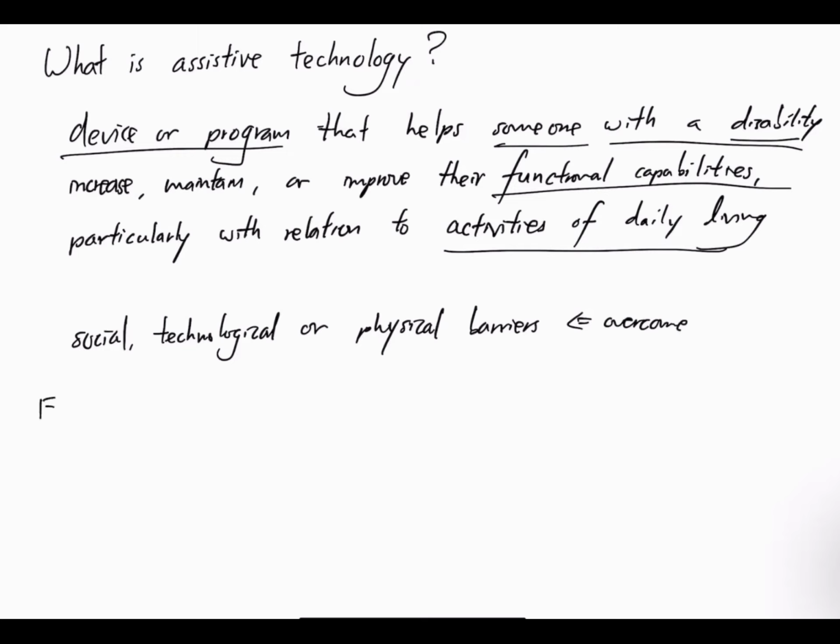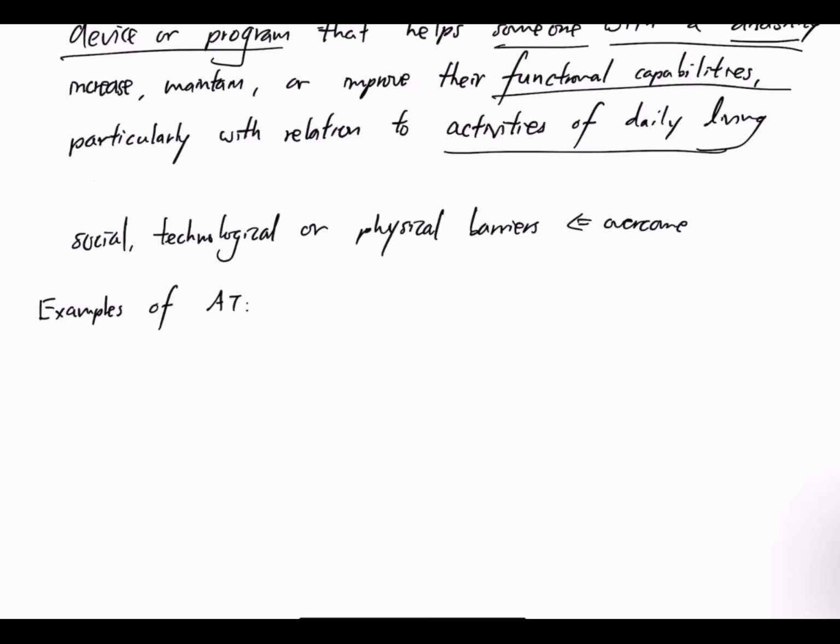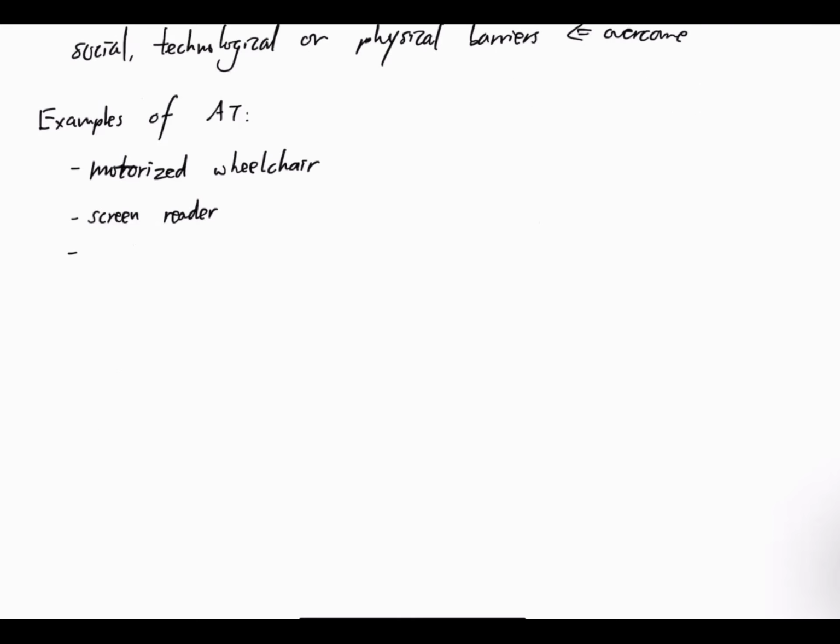Let's talk about examples of assistive technology. You're also going to see AT a lot. Examples of assistive technology. We might consider something like a motorized wheelchair is considered a type of assistive technology. You might see somebody on a motorized wheelchair getting around in public. You might also consider something like a screen reader, or an automatic page turner, to be an assistive technology.